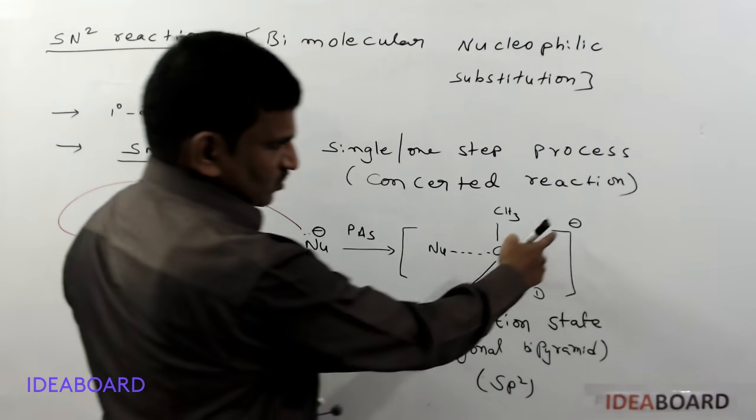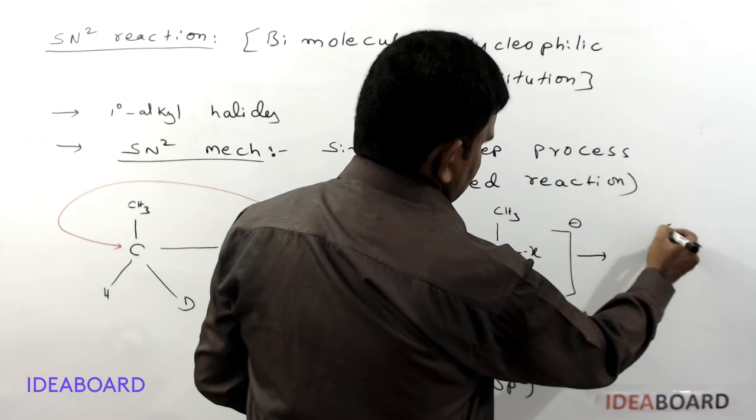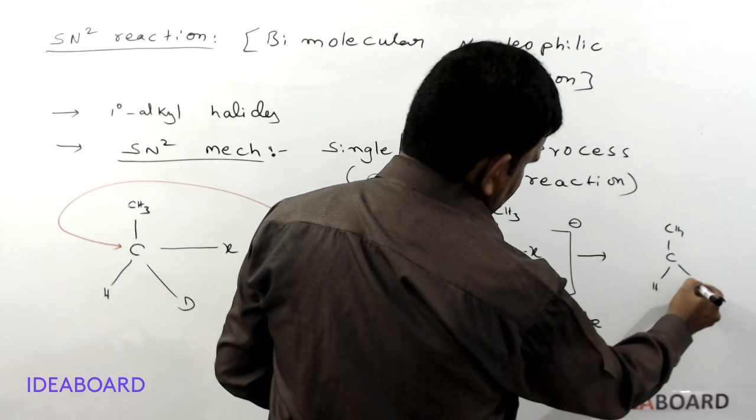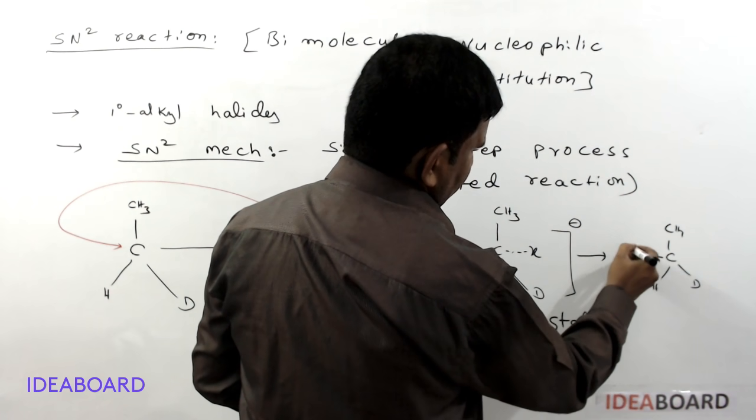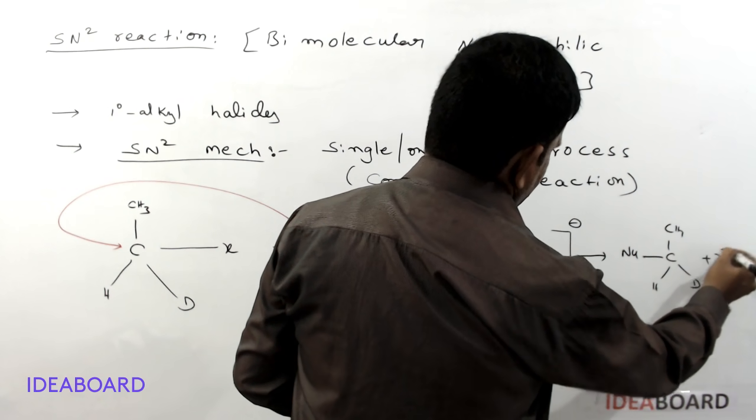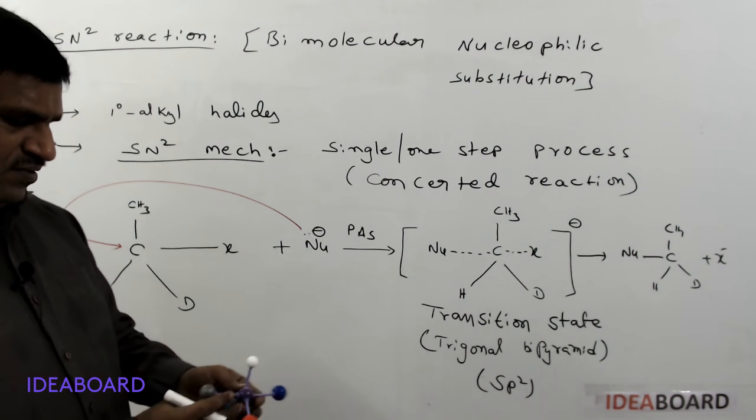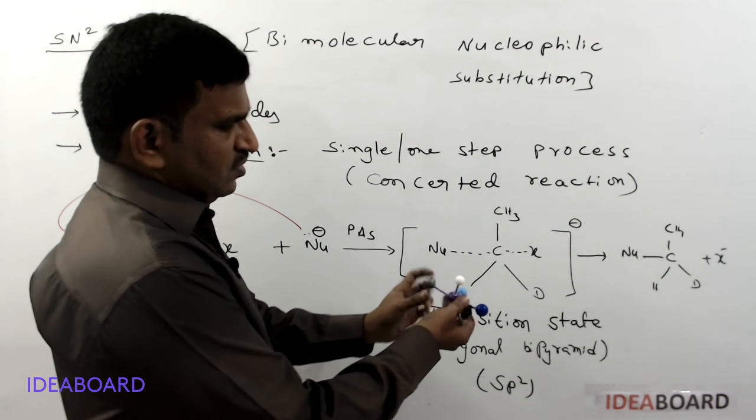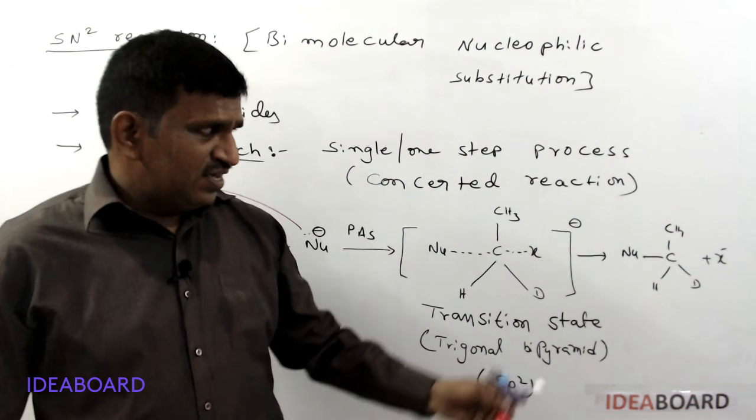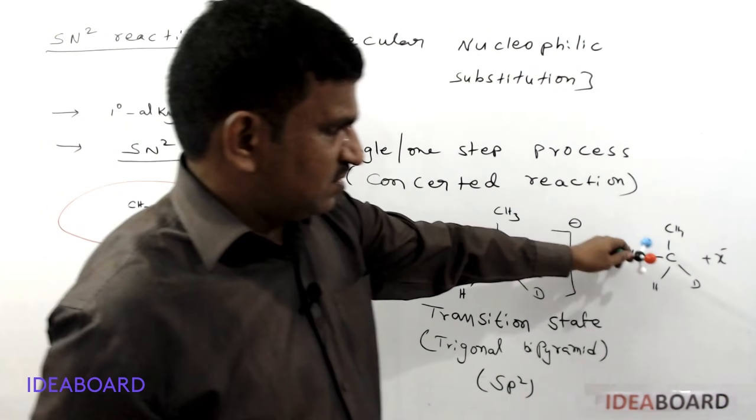So finally this is converted into CH3, and here this is H, and this is D, and here the nucleophile is present, plus we are writing the halide ion as X minus. So finally, the front side is the halogen, and from the back side it is attacked, and we are getting this type of structure. Again, if you see, it has a tetrahedral structure, the same tetrahedral structure you will get.